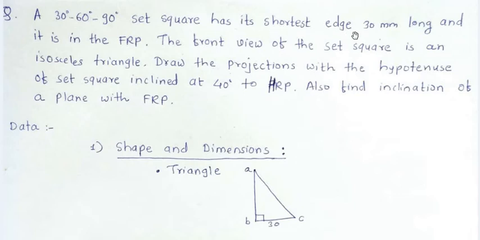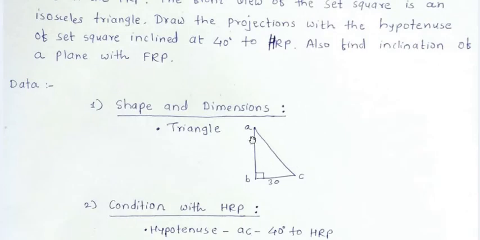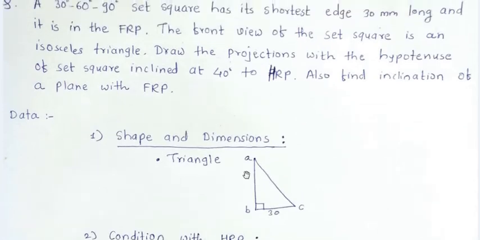The set square has its shortest edge 30 mm long. Now from the geometry, the side facing the 30 degree angle is the shortest side. That's why this side BC would be 30 mm. Only one dimension is given, but the dimension would invariably be given in such a manner that the shape could be drawn perfectly. With this single dimension, we can draw this triangle because we know this angle 90 degree, this angle 60 degree, this angle 30 degree, and this side. So we figured out the first data in the problem, shape and dimension.